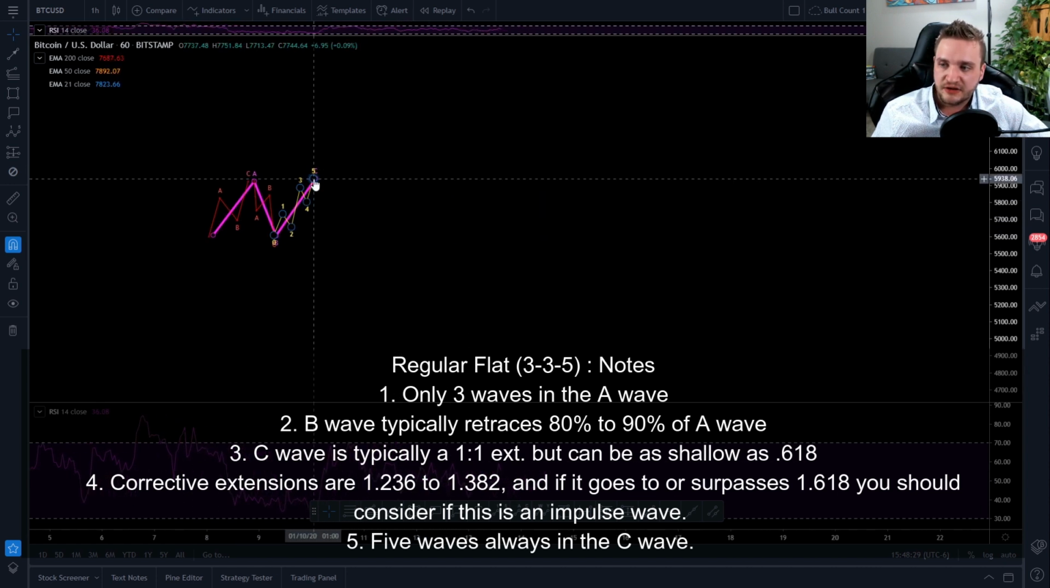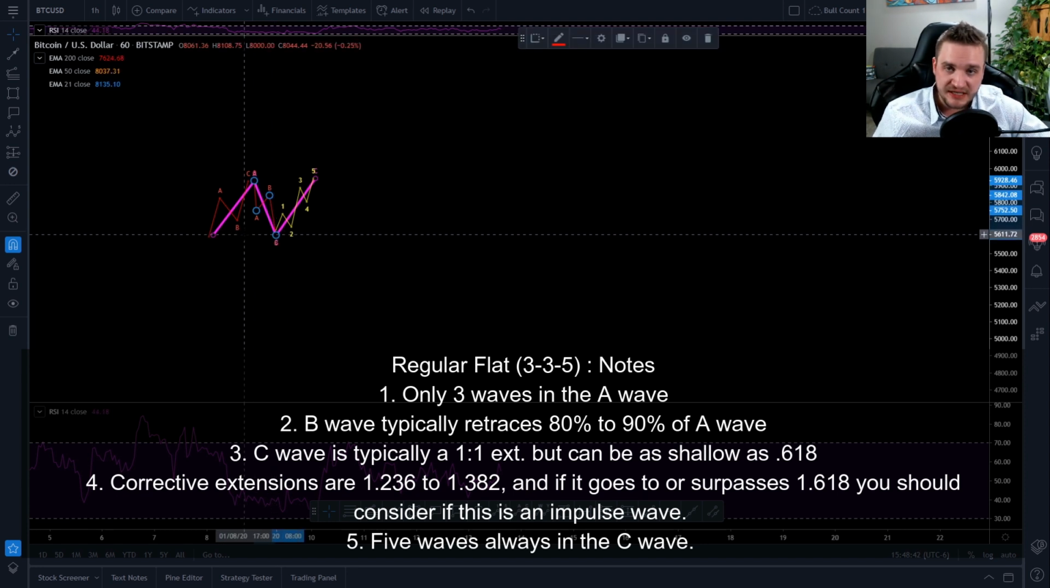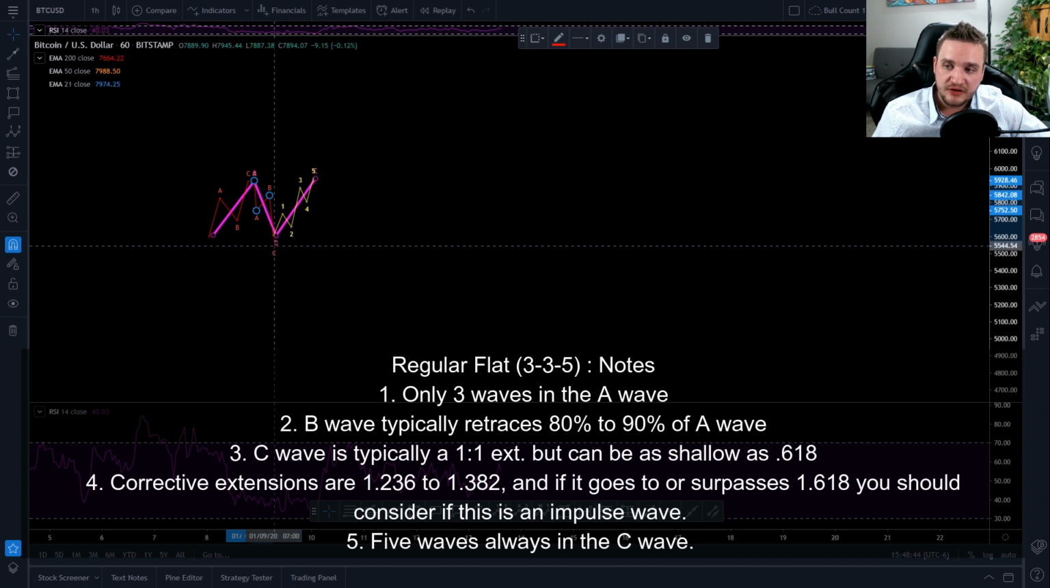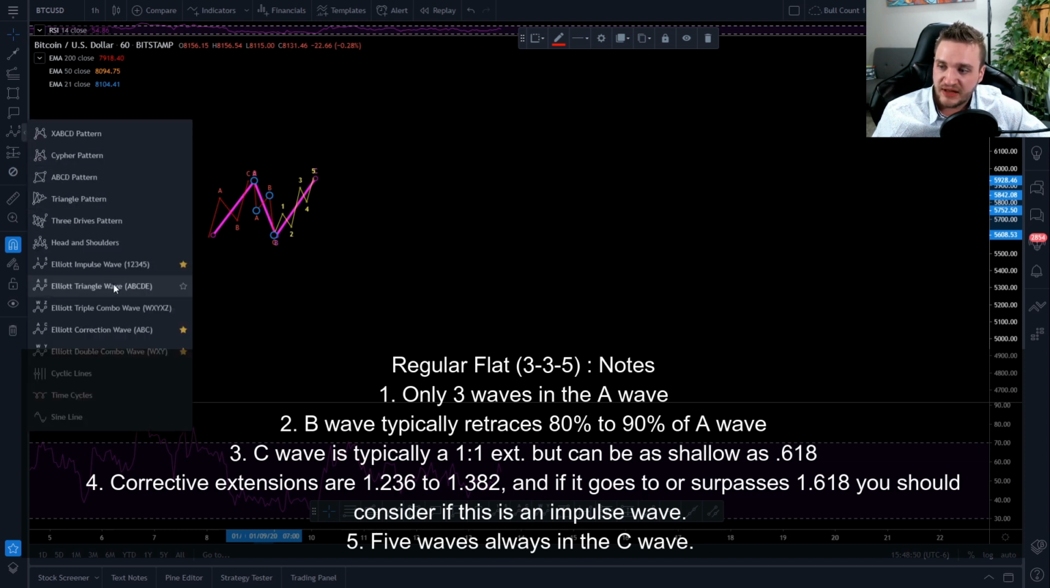So regular flat here. The regular flat has the deepest retracement for a B wave. It typically retraces about 80 to 90%. So 80 to 90% on the B wave, and it can retrace up to 100% or 99%, but it cannot go below it, or else we're dealing with an expanded or running flat. And that's the only difference between the types of flats.